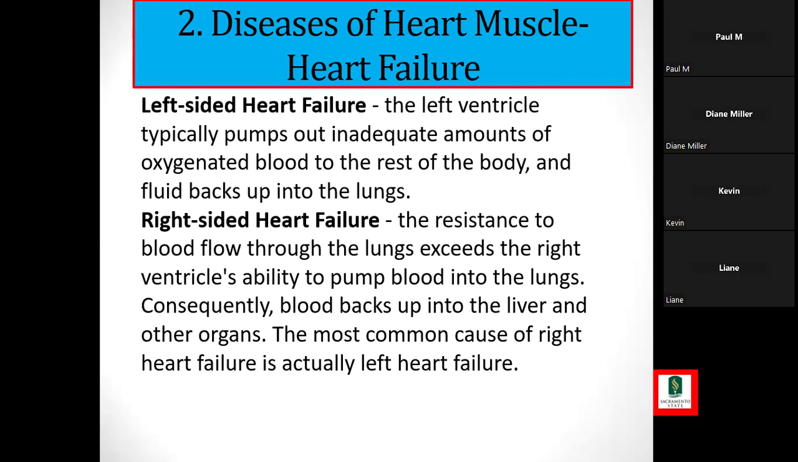So you can have heart failure on the left side, you can have heart failure on the right side. And the reason we distinguish between the two is because they're treated a little bit differently. They have different symptoms, and you may be on some different medicines for those.